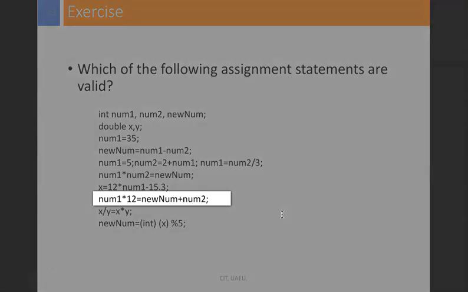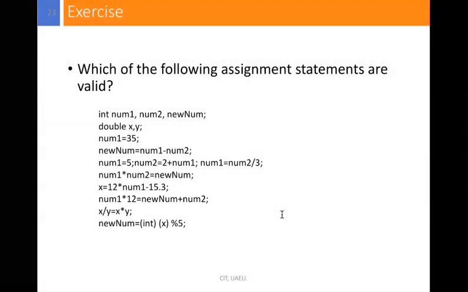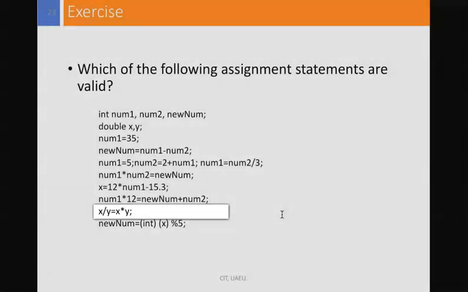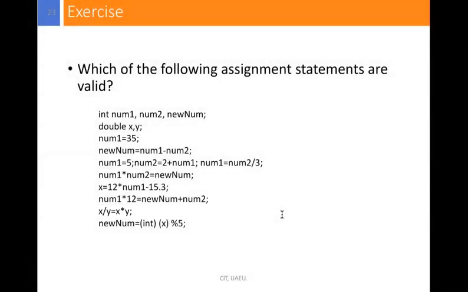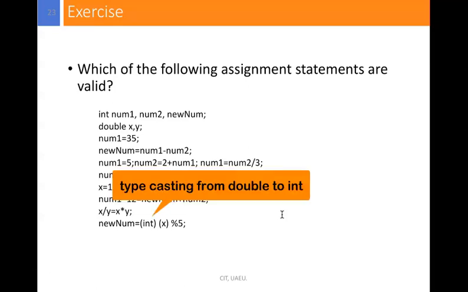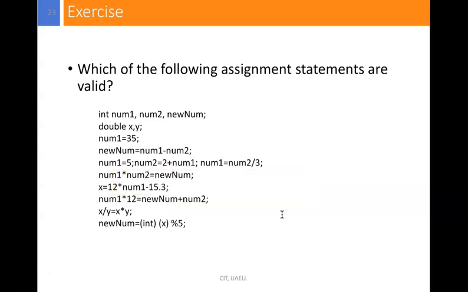This also has the problem where the left-hand side is an expression, not a memory location, so this is not allowed. The same thing here. This last statement is fine. What we're doing here, we have x mod 5, and this is typecasting. X is actually a double. We're casting it to an int. And we actually have to do that because new num is an int.